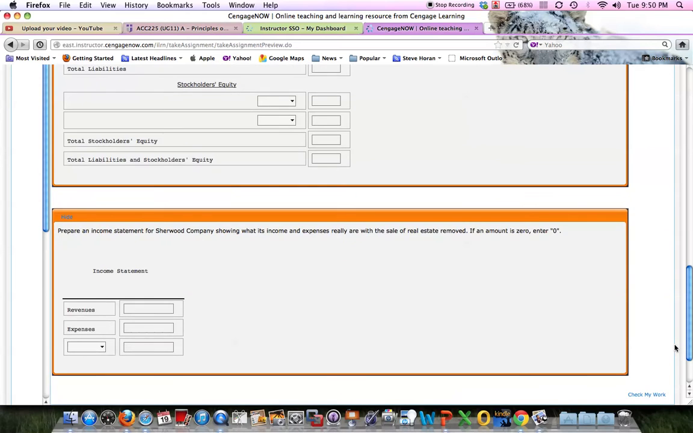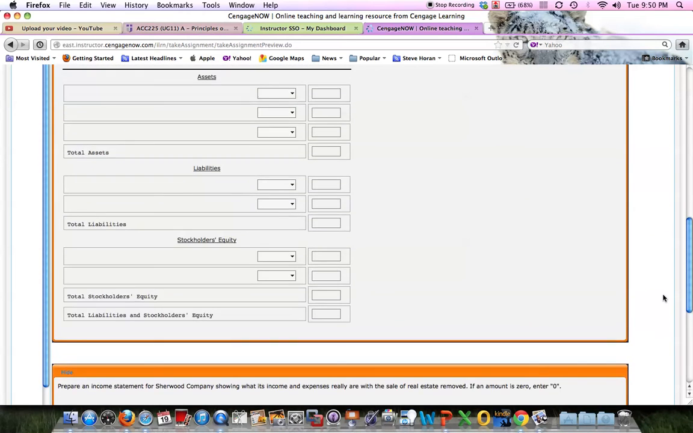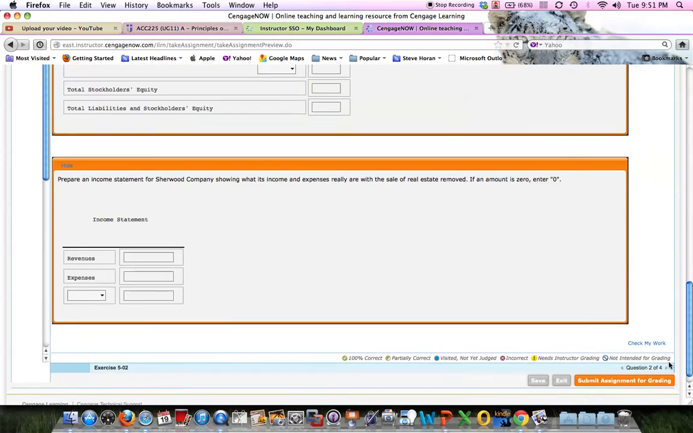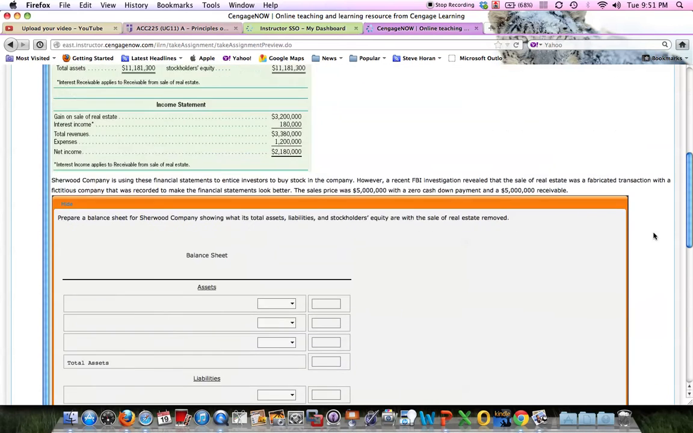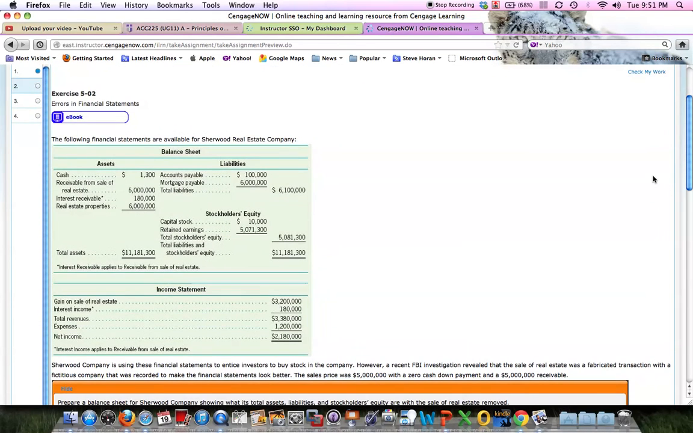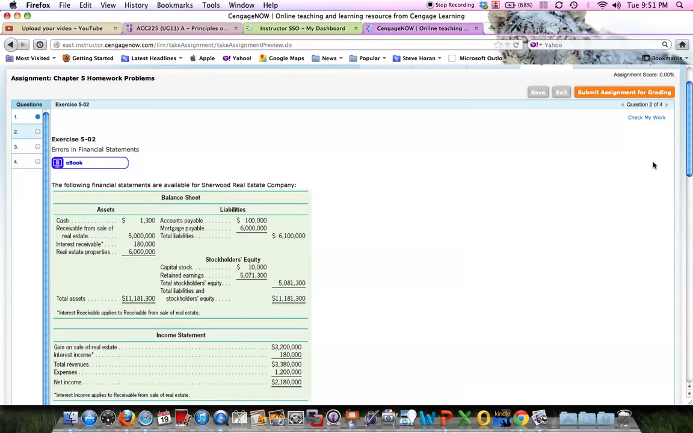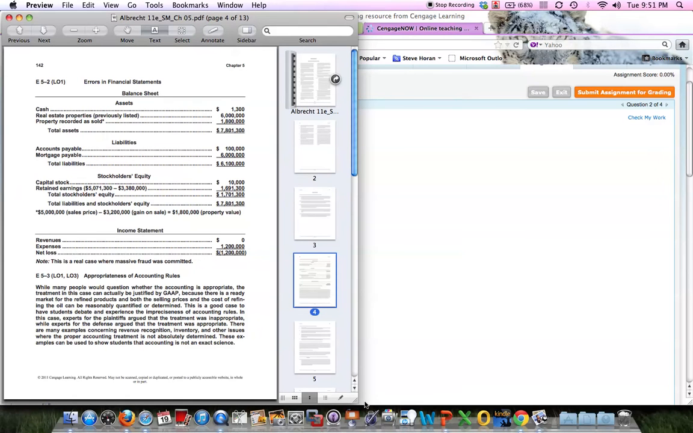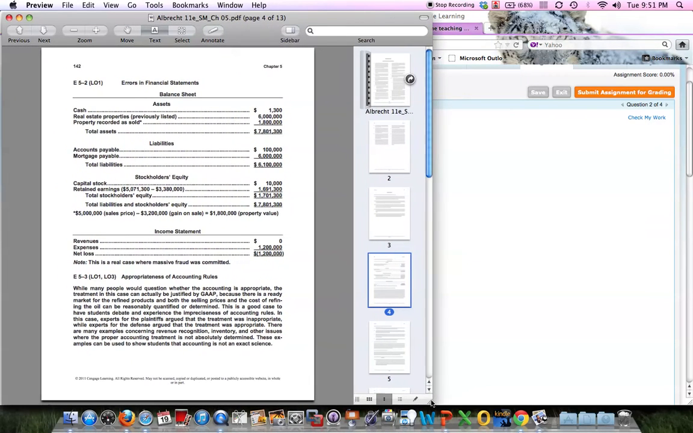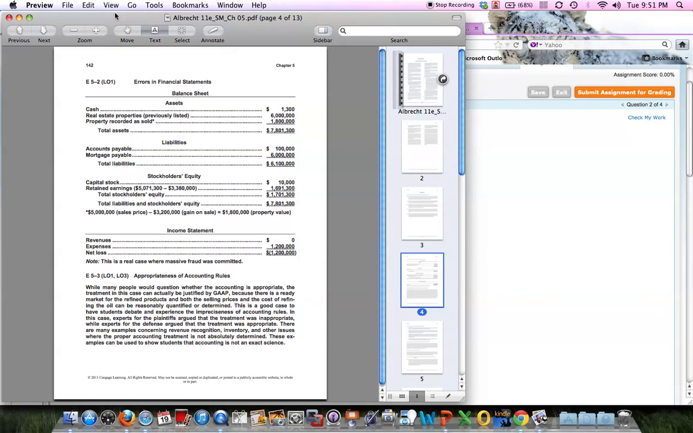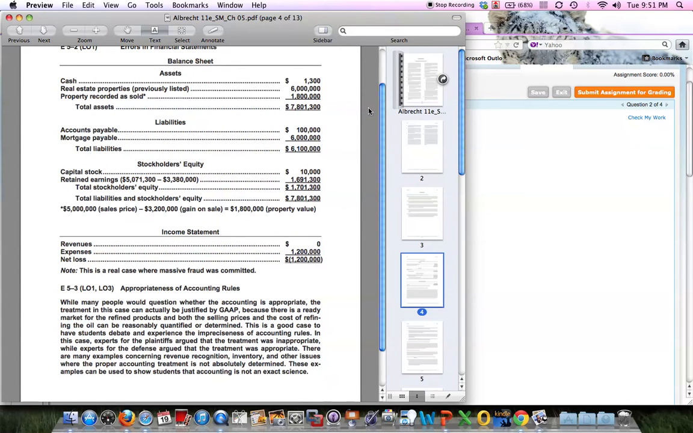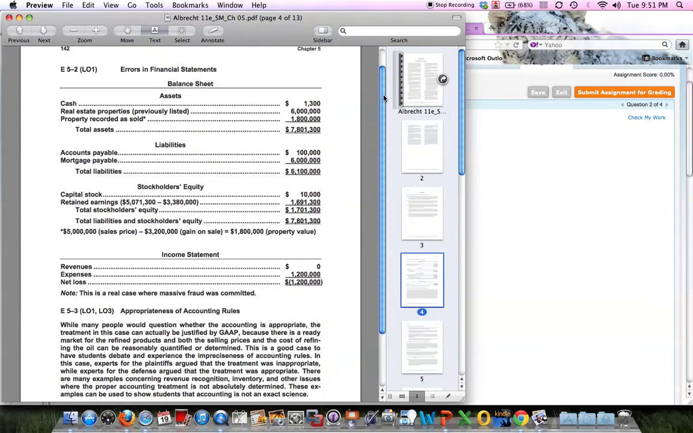And so they basically want both a balance sheet and an income statement prepared. Okay, so that's the setup to the problem, exercise 5-2, which was the second question from the Chapter 5 homework problems. And so I've got the answer right here. Let me make this a little bit bigger. So this is the textbook answer right here. Okay, and I'm going to just size it so you can see it a little bit better on the screen.